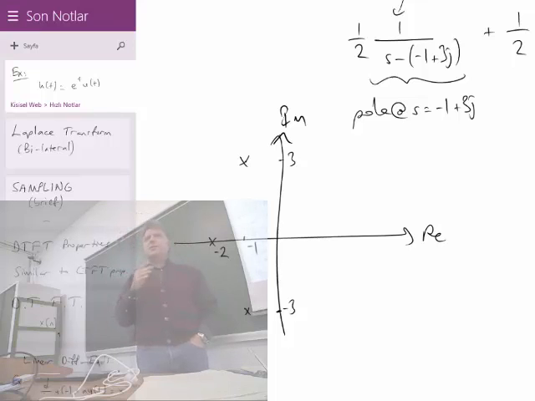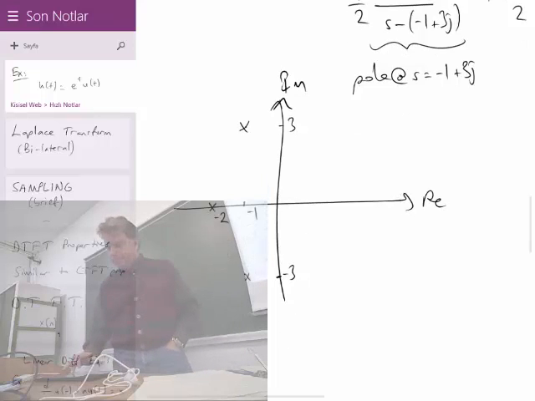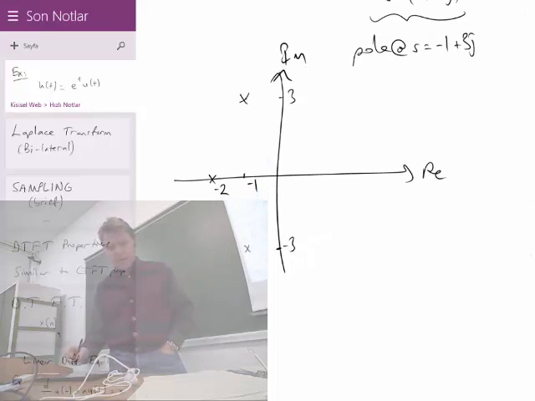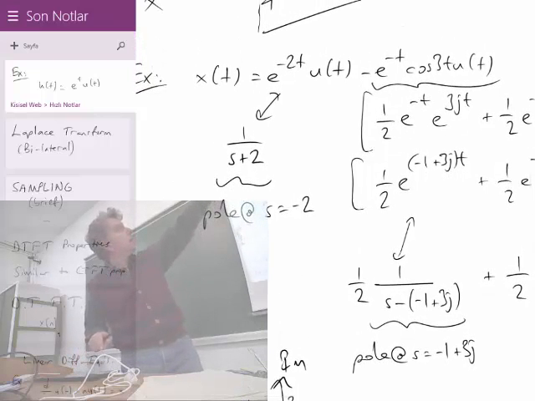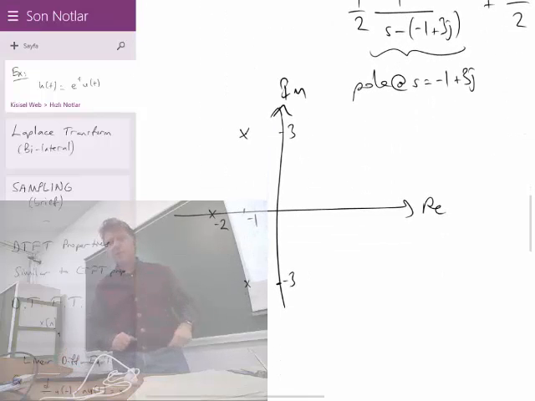Let's forget about the zeros for the time being. We will find the zeros as well. What is the region of convergence? As you see, the signal here at the top is a right-hand sided signal. Both for the first and for the second parts, they are right-hand sided signals. So what is the region of convergence?